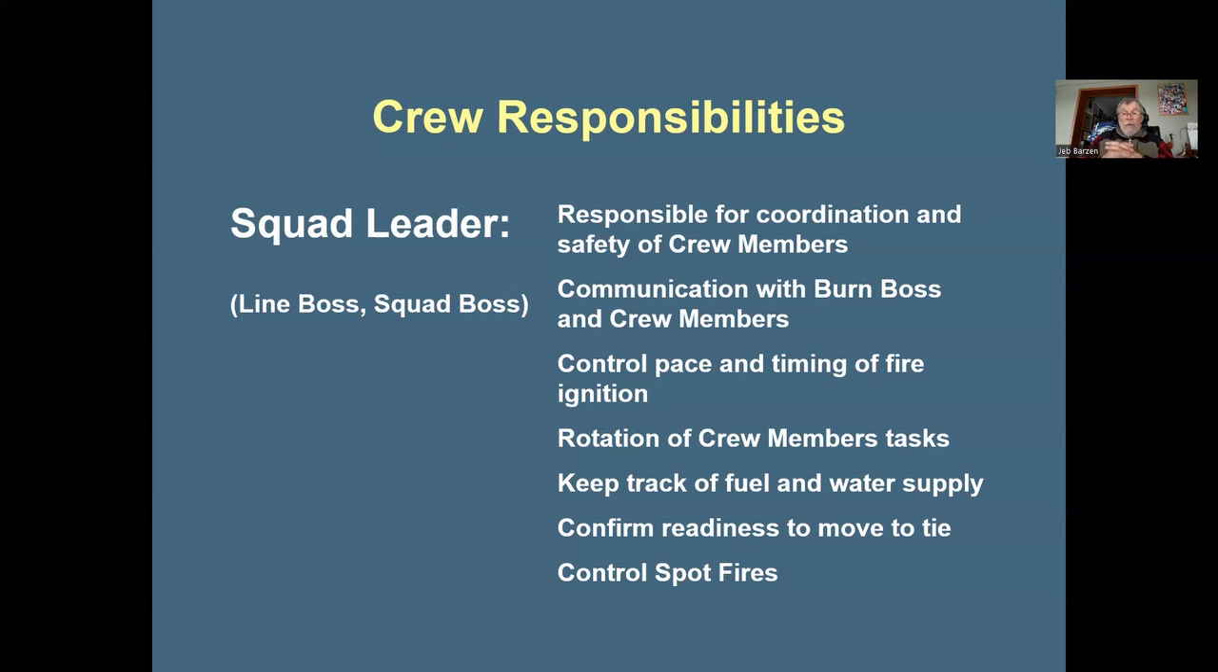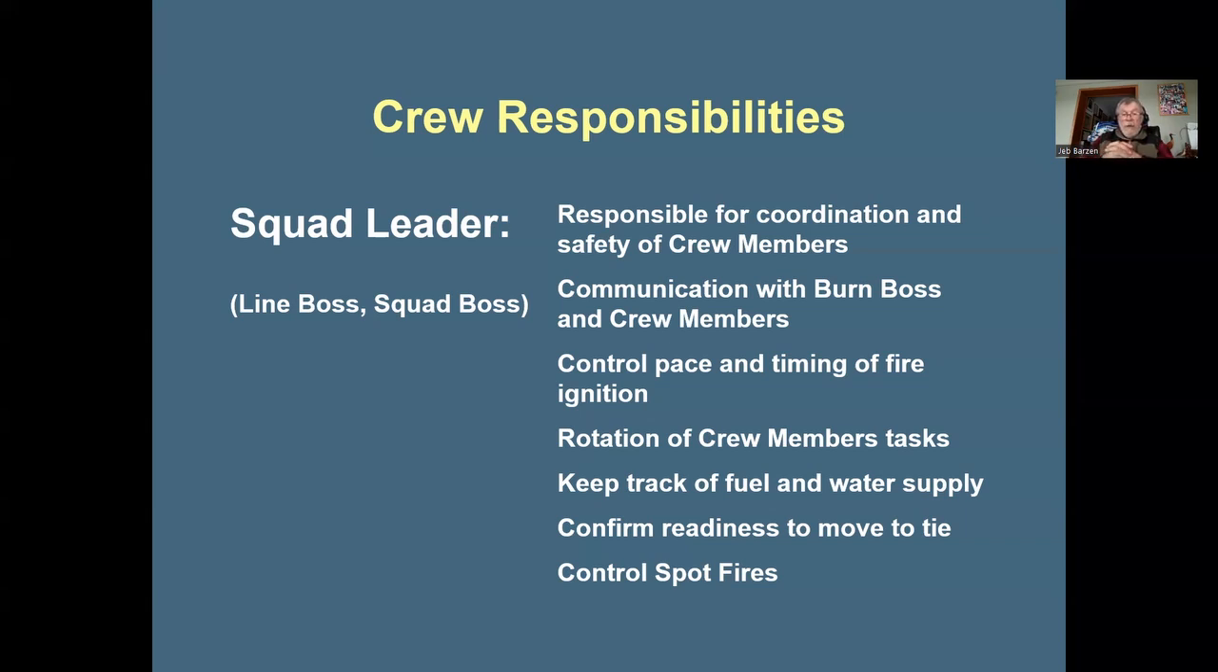You also want to confirm the readiness of when you're ready to move to tie. You want to be thinking forward in terms of as you're approaching your point of commitment. You want to be thinking about what you need to have in place once you're at that point of commitment so that you don't have to spend 15 minutes at the point of commitment before you're ready to move to tie. And so thinking forward is an important part.